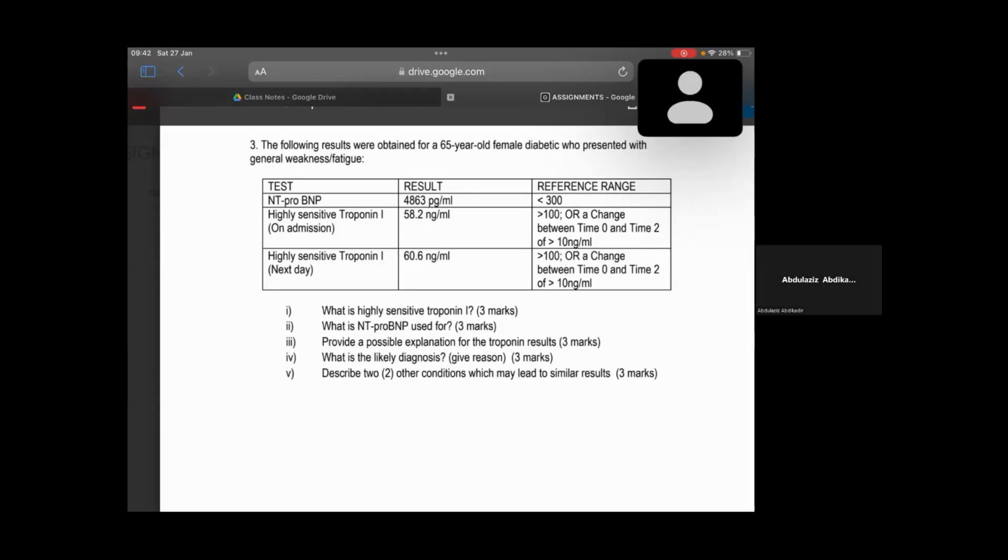I'm still waiting. Just say this is yes. The BNP is raised, yes. What about the troponins? Yeah, that one we have agreed on, the BNP is raised. The natriuretic peptides there are okay.